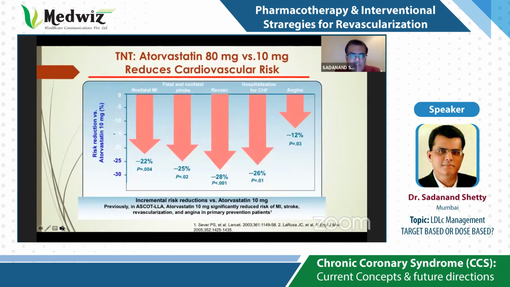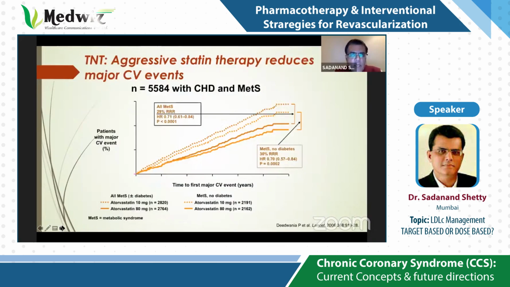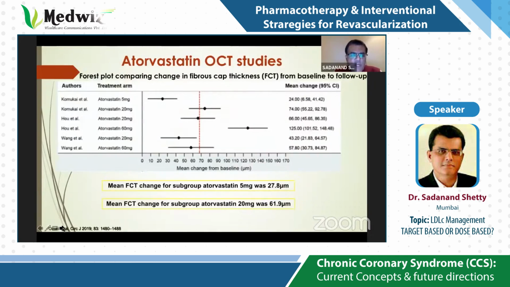If you see the TNT study, wherein 80 versus 10 milligram, the reduction of cardiovascular risk is more with 80 milligram, and the incremental risk reduction was seen, as you see in this particular slide, in non-fatal MI, stroke, revascularization, heart failure, and angina. Also, the aggressive statin therapy result was shown both in metabolic syndrome with coronary artery disease and without metabolic syndrome, and metabolic syndrome is one of the important constituents of Indian dyslipidemia. So it is going to be useful.